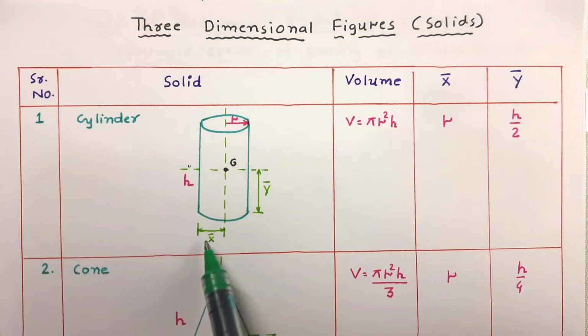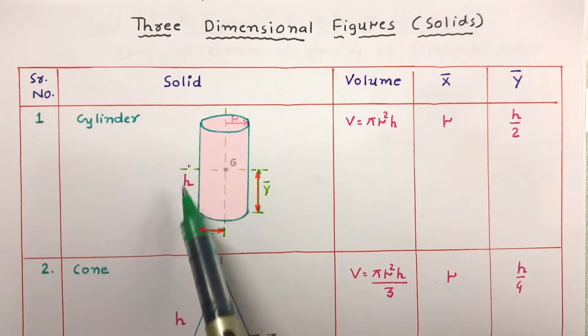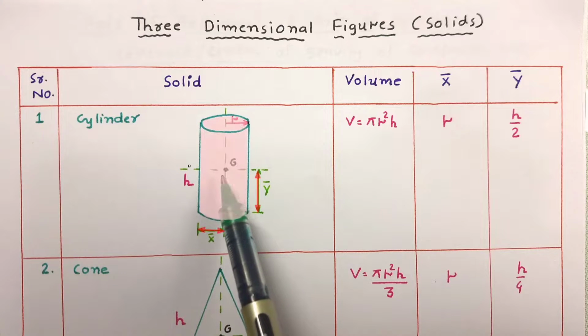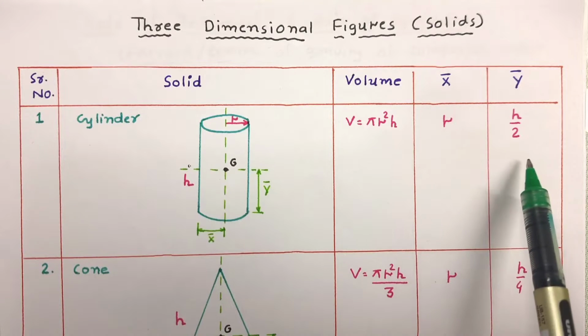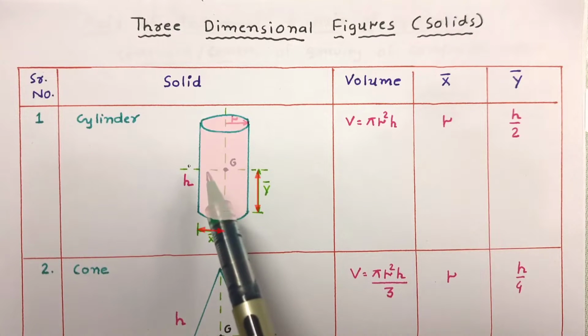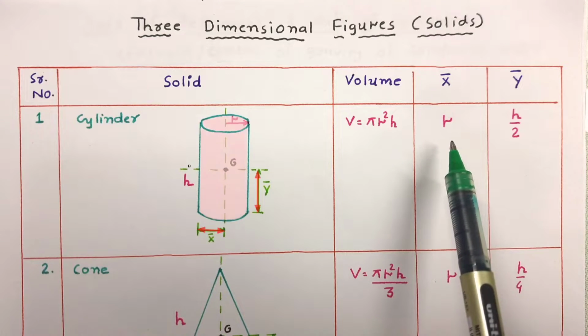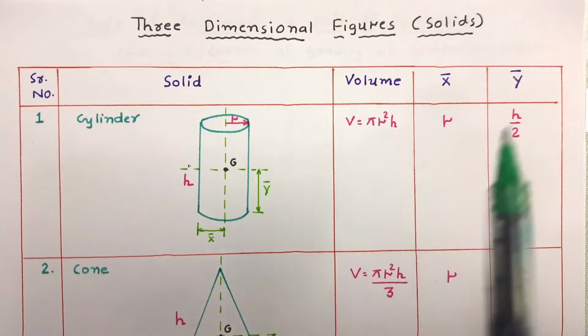X bar distance, that is in figure we can see it will be equal to radius r. Total height of this cylinder is h, so centroidal distance along y-axis will be half of it, that is h by 2. For cylinder, volume is pi r square h, x bar distance is r, and y bar distance is h by 2.